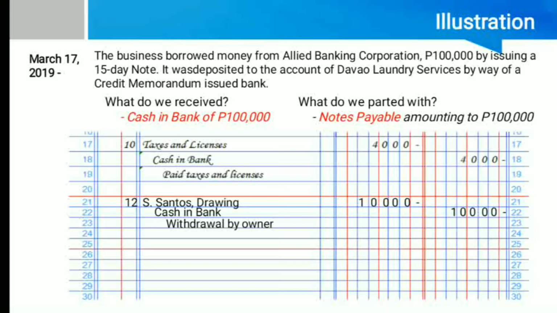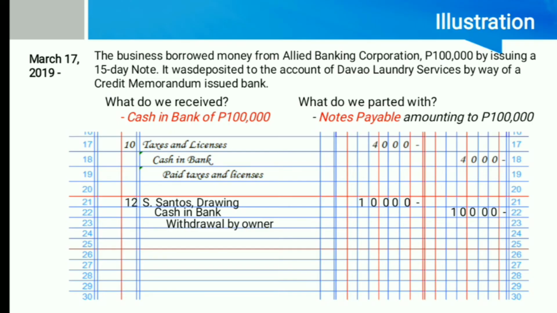Next transaction is on March 17, 2019. The business borrowed money from Allied Banking Corporation, the amount of which is 100,000 pesos, by issuing a 15-day note. It was deposited to the account of Davao Laundry Services by way of a credit memorandum issued by the bank. So in this transaction, what do we receive? It's the cash in bank of 100,000 pesos.